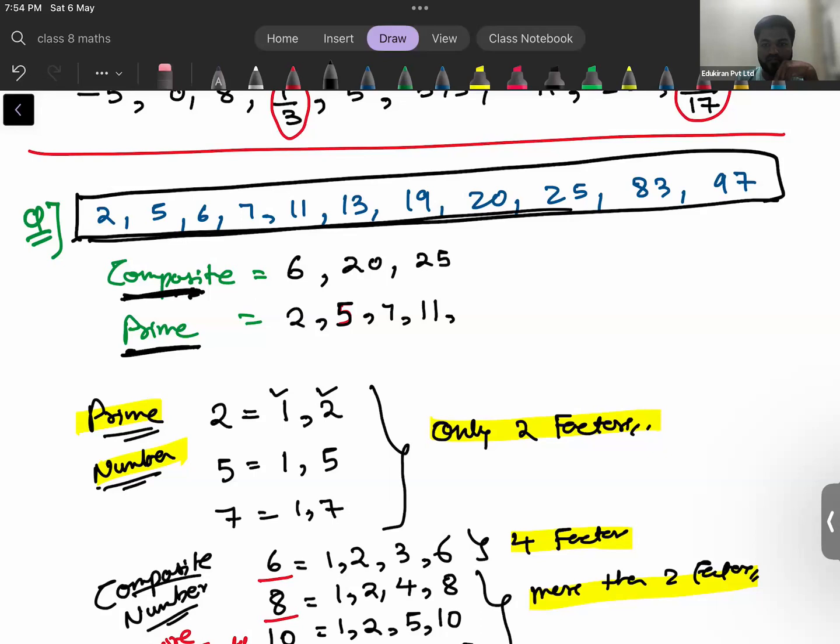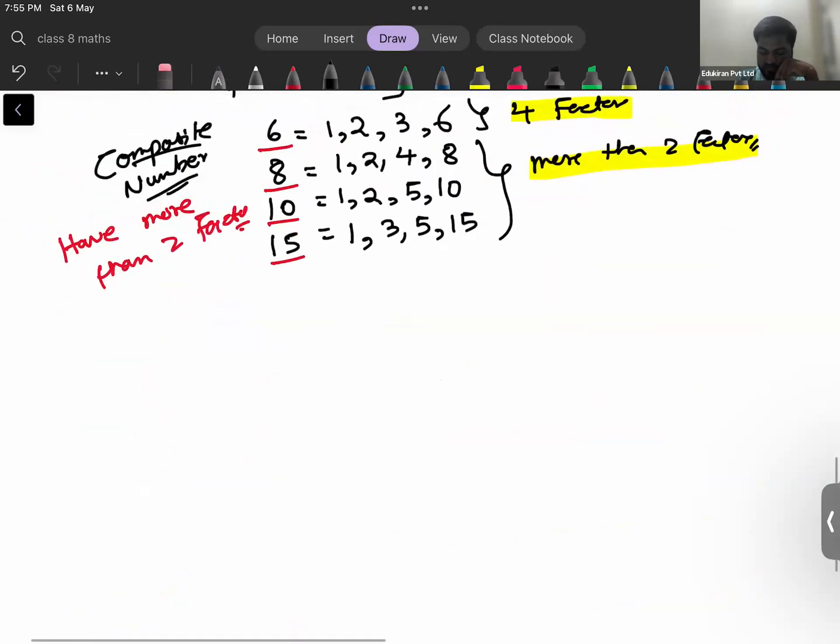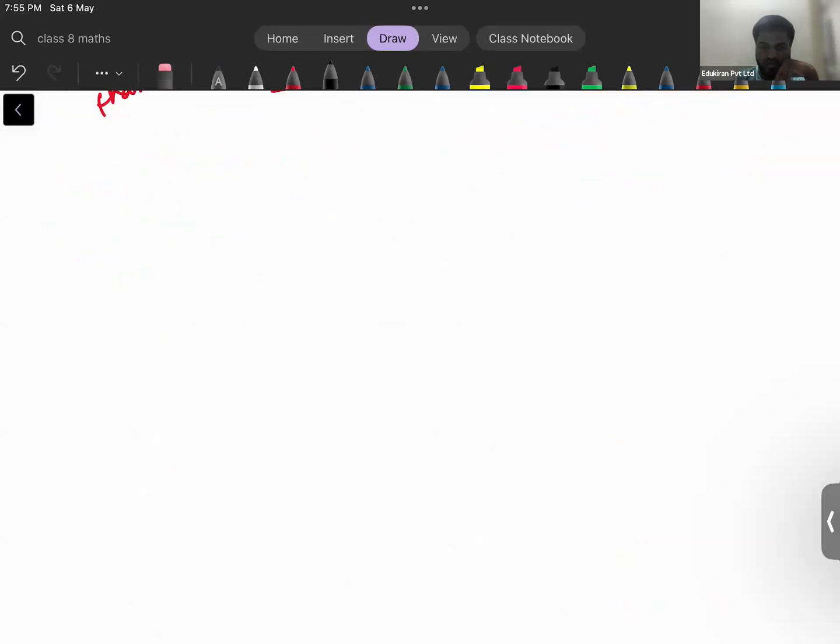We have got more prime numbers. 13, and 19, and 97. What about 83? 83 is only divisible by 1 and itself. So 83 is also a prime number, right? Yes. And at last 97. Okay, very good.